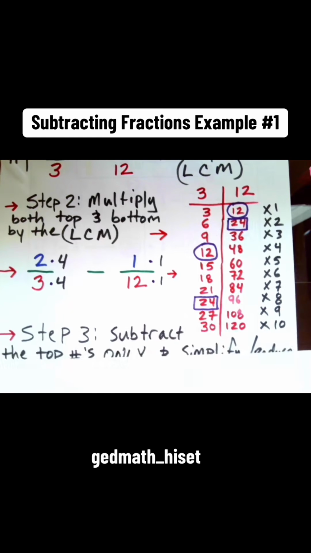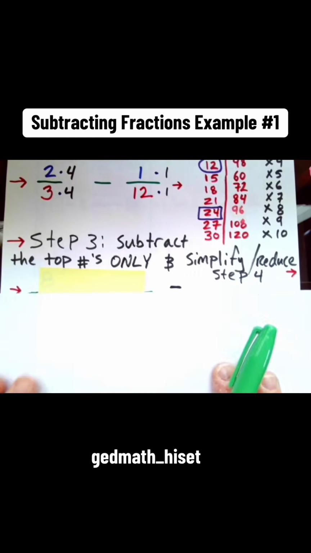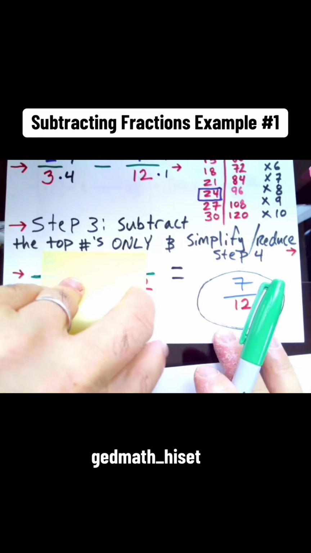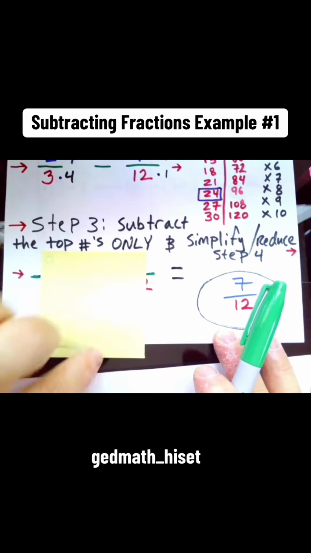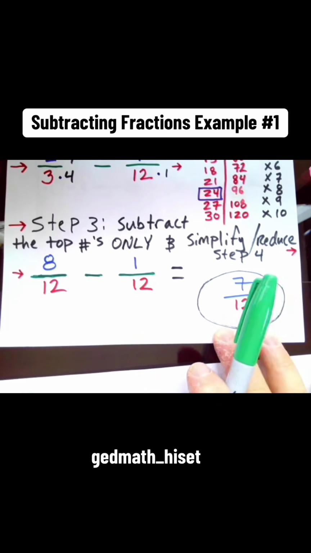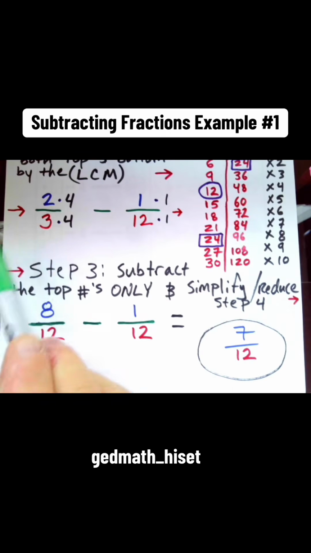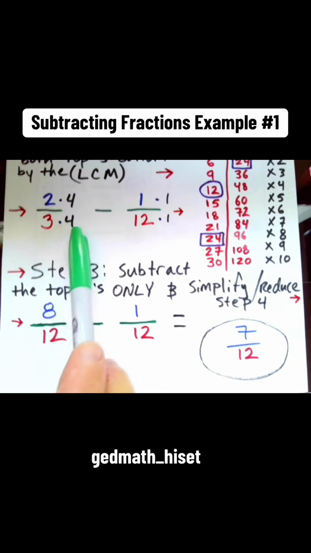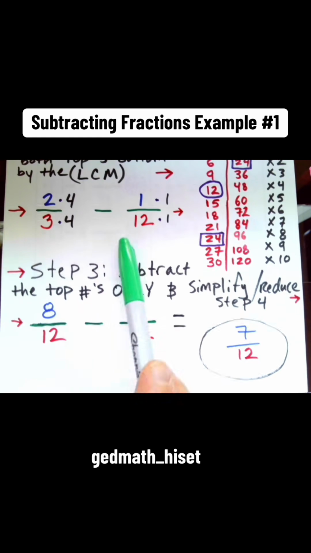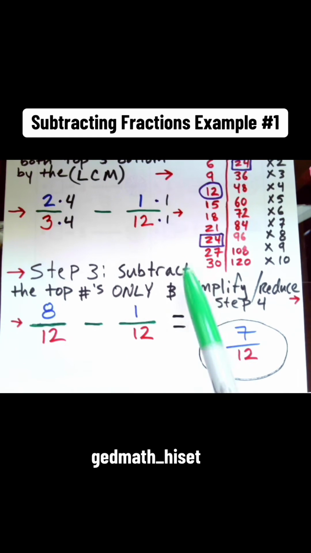Step 3. Again, let me raise this up here. 2 times 4 is 8. 3 times 4 is 12. Minus 1 times 1 is 1, and 1 times 12 is 12. So we have the same common denominator, that's the bottom number. Then we can just focus on the numerator, 8 minus 1.